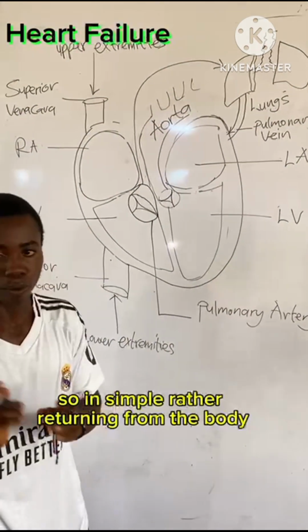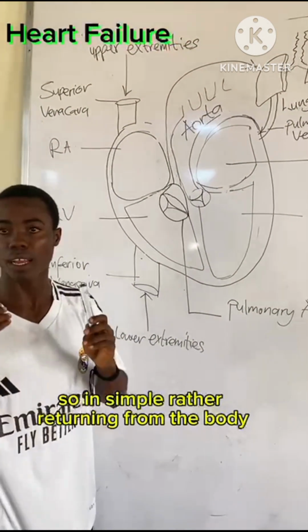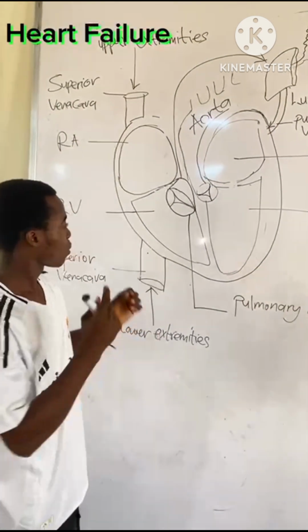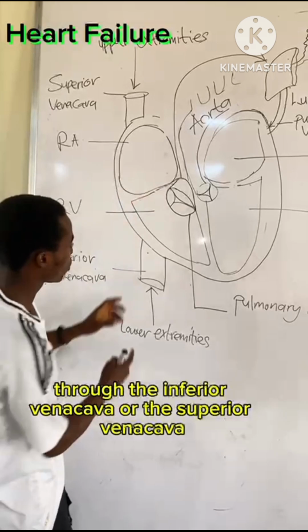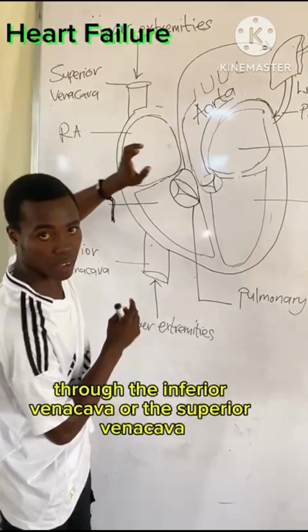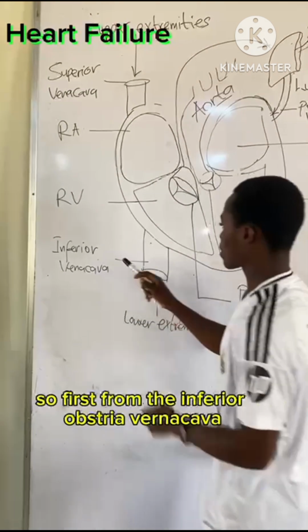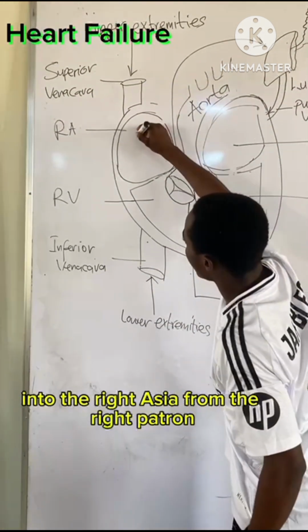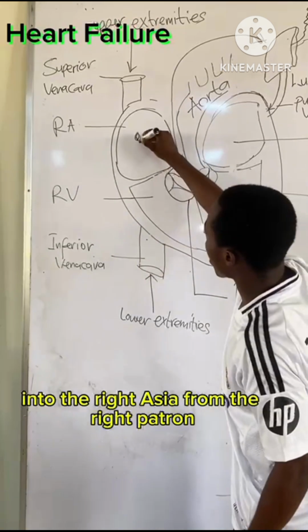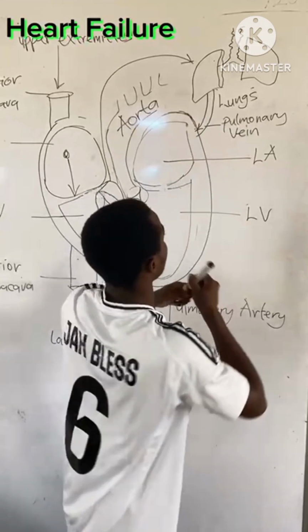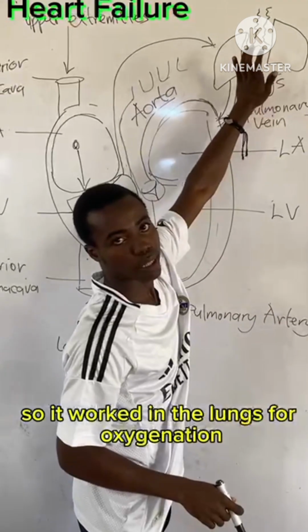So in simple terms, blood returning from the body, either the upper extremities or the lower extremities, returns to the heart through the inferior vena cava or the superior vena cava. So first from the inferior or superior vena cava into the right atrium. From the right atrium, then into the right ventricle, so it goes to the lungs for oxygenation.